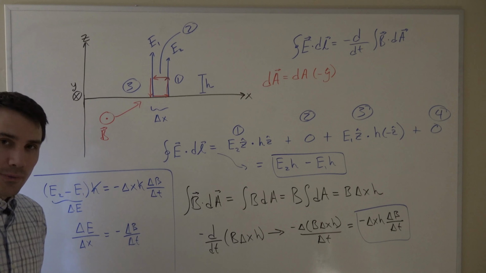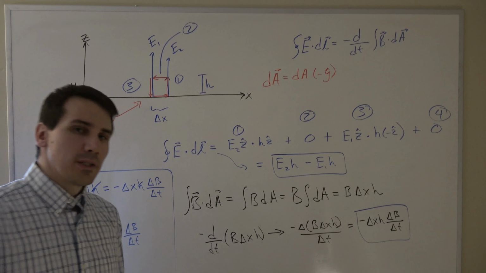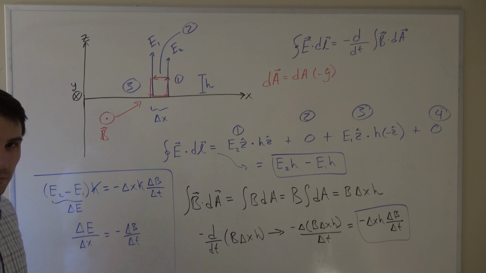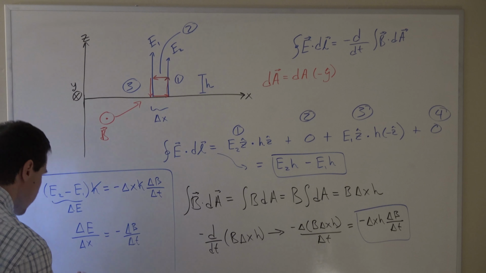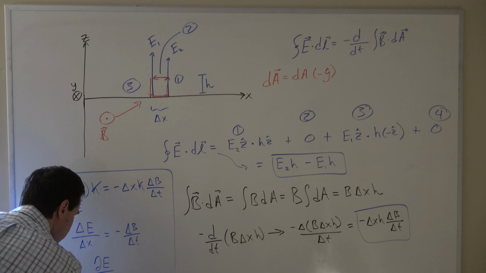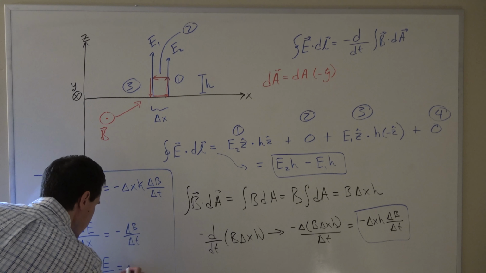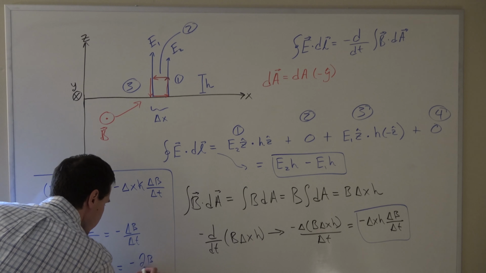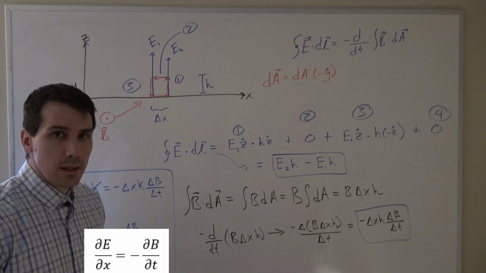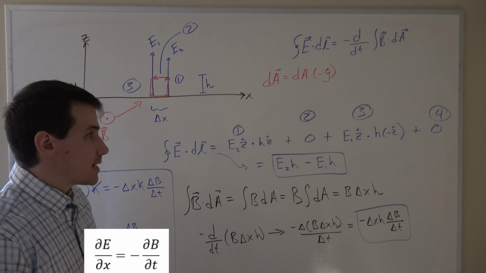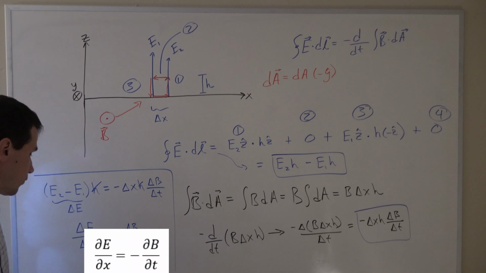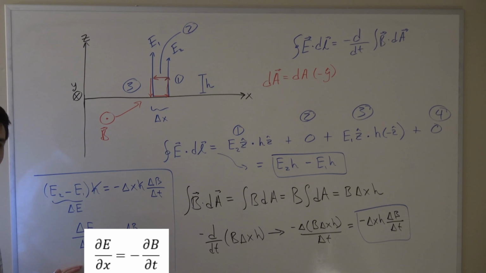And now that we have this final expression, we are going to turn it back into a derivative expression. So we're going to let our deltas become d's now. So we're going to say that this is the partial derivative of the electric field with respect to x, which is equal to the negative of the partial derivative of the magnetic field with respect to time.